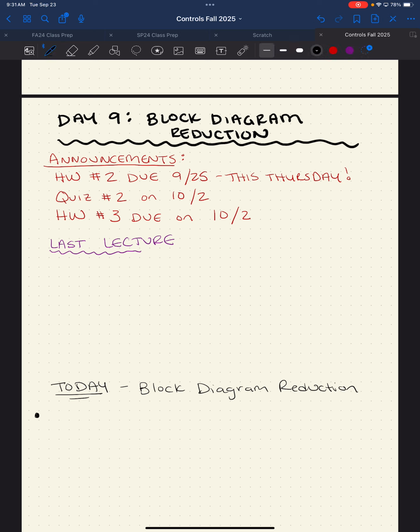Today we're going to talk about block diagram reduction, but I did want to take a couple moments just to do some announcements. So we've got another homework coming up. I've been seeing some of you in office hours. As always, please feel free to reach out for additional office hours if you need them. I can almost always make that happen.